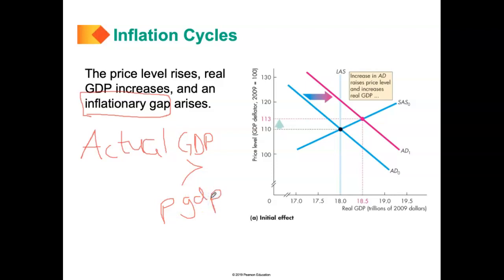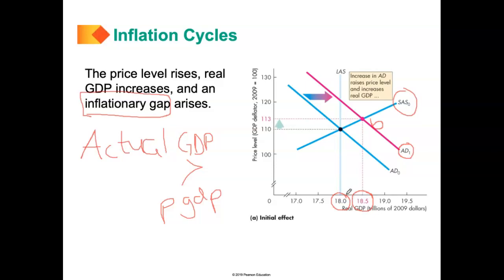When actual GDP is greater than potential GDP, generally it means that in the short run, the economy is producing way too much. Our actual GDP is found by looking at the intersection of the AD curve with the short run aggregate supply curve. So point B here is our actual GDP, our new GDP. In this case, our actual GDP is 18.5, which is greater than 18 trillion dollars. So we have what we call an inflationary gap.